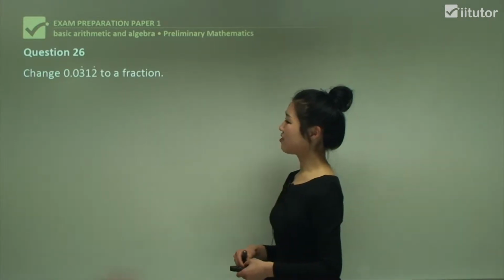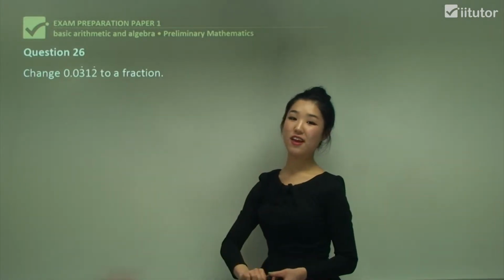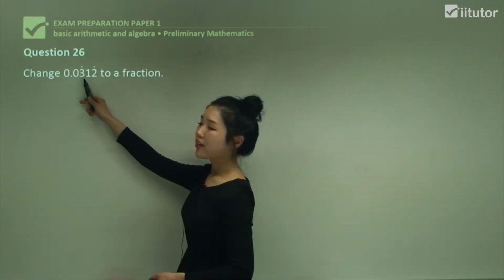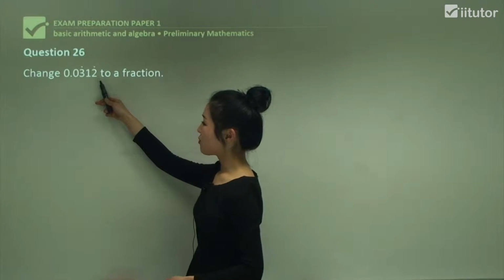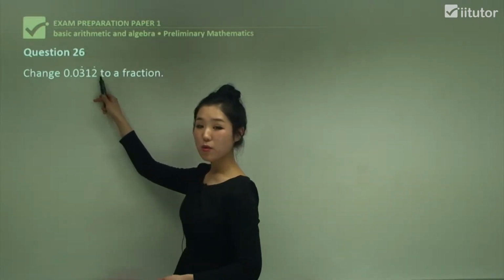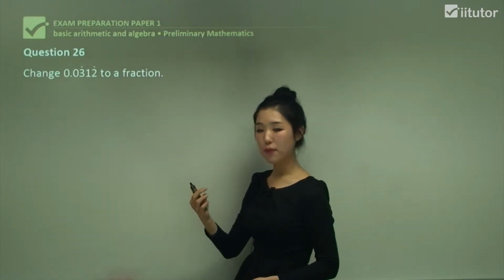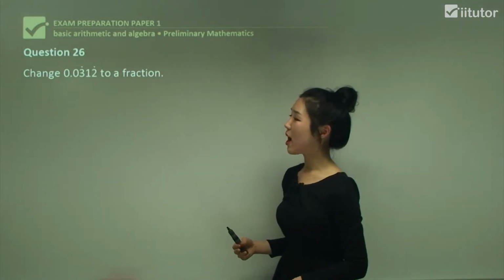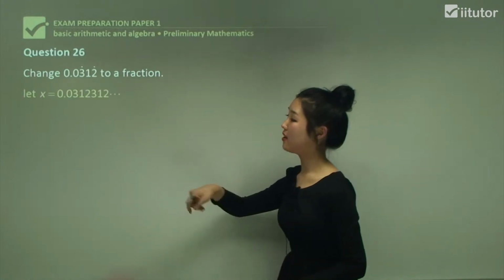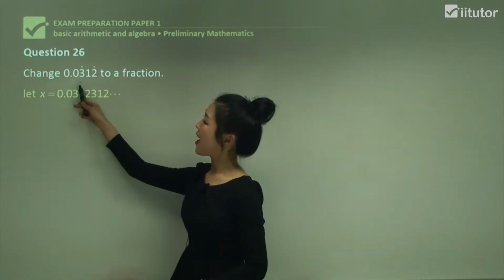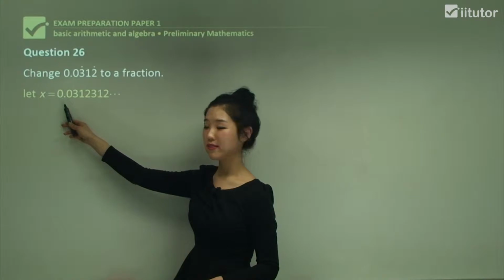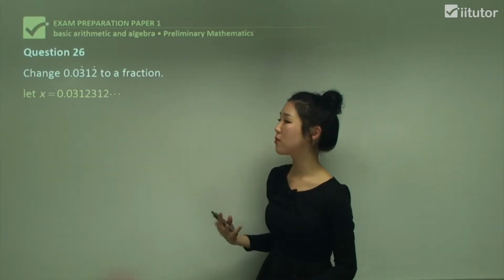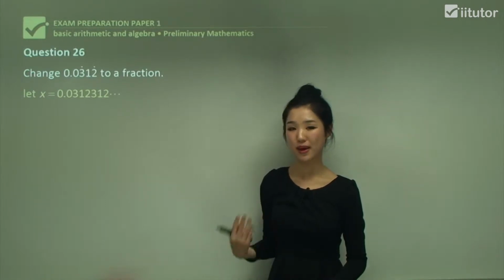It says change this decimal to a fraction. And as you can see, again, it's a recurring decimal. And the dots are only on top of the 3 and the 2, which means all three numbers, although one does not have a dot on top, are going to be recurring. Okay, so I'm going to let x be that one again. So x will be this decimal here, and as you can see, x is 0.0312312312, etc. So 312, all three numbers are repeated.